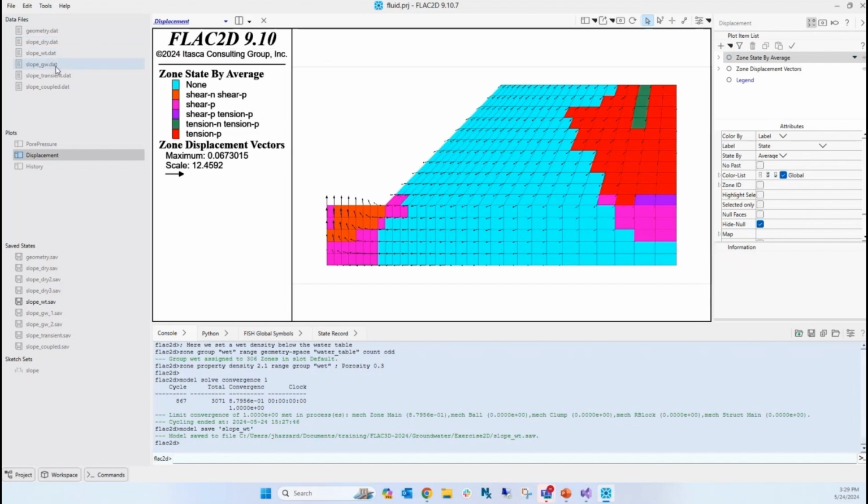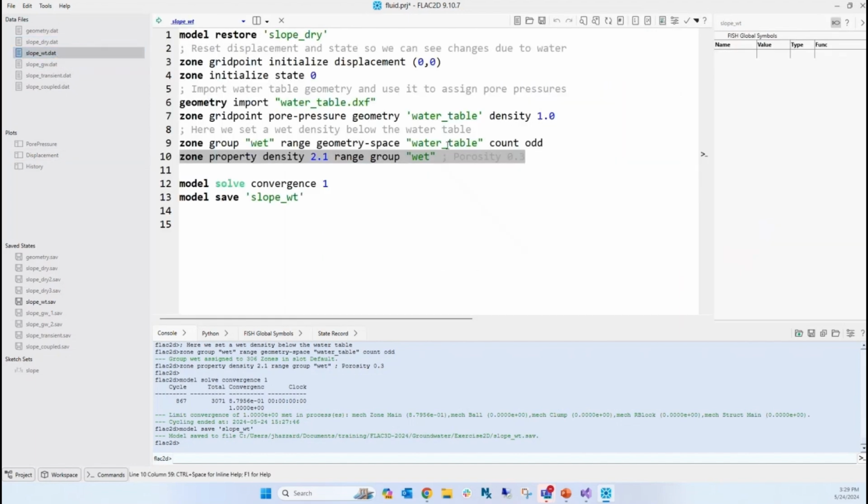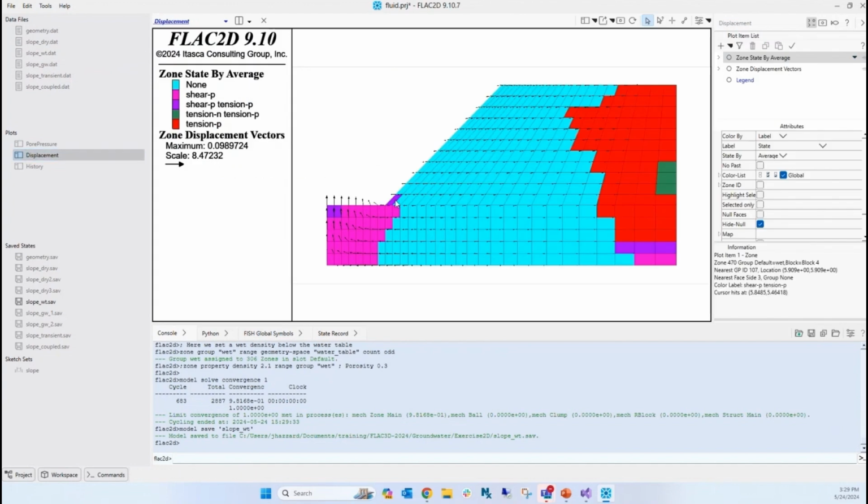So let's just do an experiment here. Let's not change the density, because the density is causing a little bit of this downward movement. So first of all, let's try it without changing the density. And let's see what we get. Right, so we don't see that downward movement now because we didn't increase the density below the water table. We see a little bit of sideways movement and upward movement here, mostly due to the change in the state because of the pore pressure change.